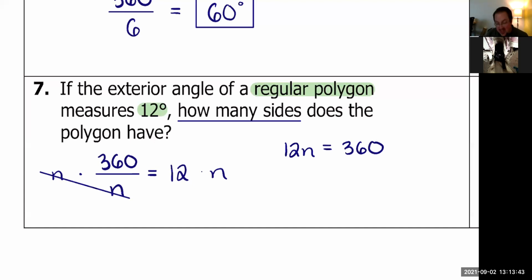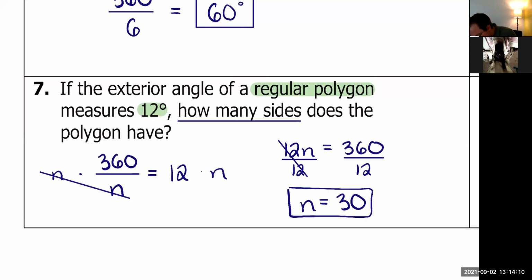How would you then solve that? Divide it. If it's beside it, we actually end up dividing it. So we're going to divide that 360 by 12 to get that n equals 30. Now, is that 30 degrees? Or what did n represent? The number of sides.